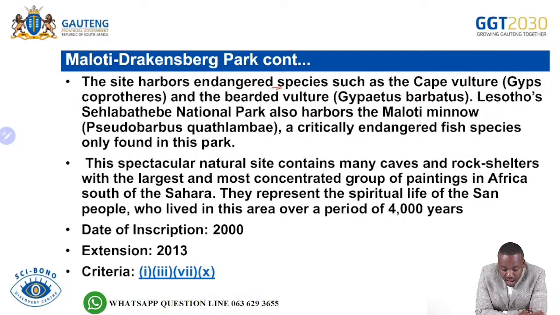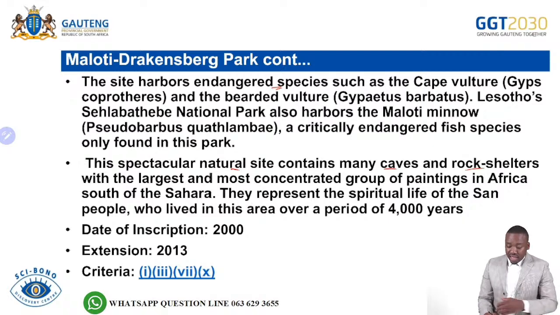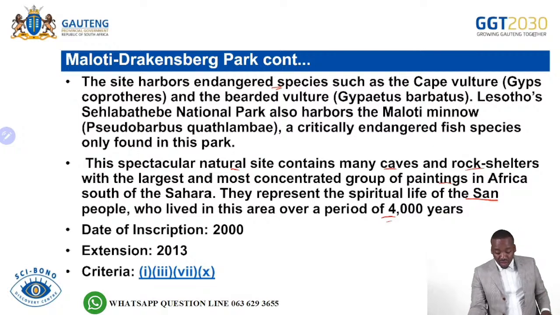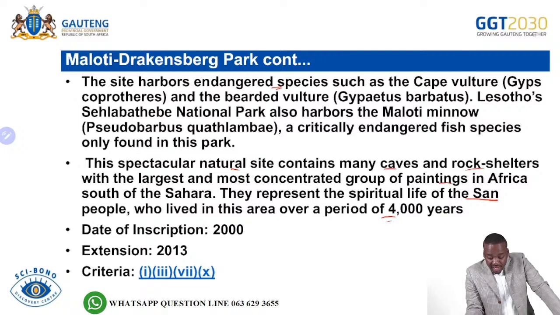But it is also a spectacular natural site that contains many caves and rock shelters, with the largest and most concentrated collection of paintings. Which paintings? The paintings of the San people who lived in this area over 4,000 years ago. You will see the last picture that I have on my side, which will show you the evidence of the San as the inhabitants who once lived around the Maluti Drakensberg Park.